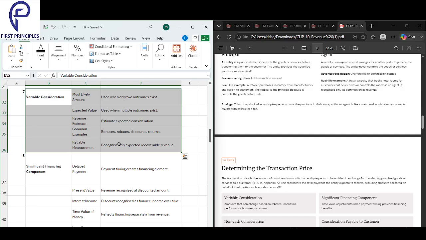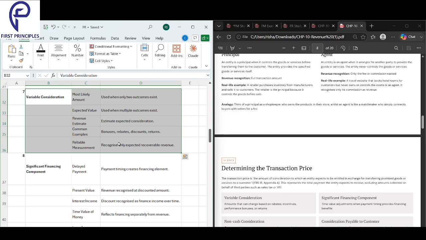In variable consideration, you have to understand the price isn't fixed. It can change. First is most likely amount. When there are only two options, either you'll get a bonus or you won't get a bonus, just choose the most likely outcome and the amount of that outcome.